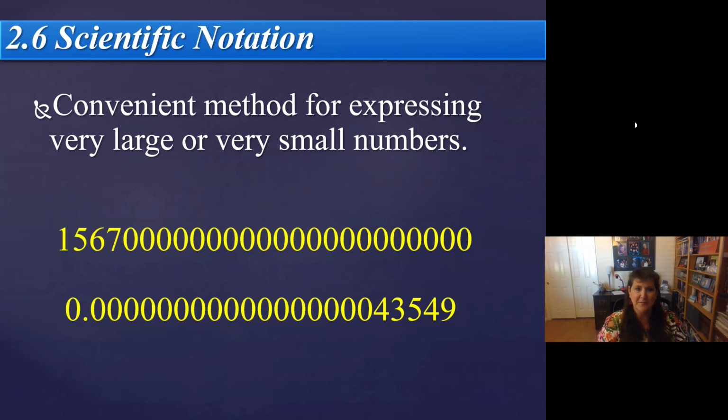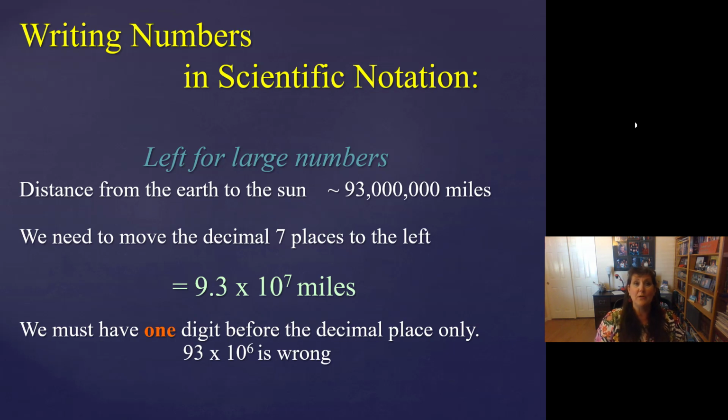Scientific notation. Let's start with large numbers. Move left for large numbers. The distance from the Earth to the Sun is about 93 million miles. Now that has a lot of zeros. It's a big number. So we're going to take the decimal point, which is at the end of the last zero, and we're going to move it to the left. It's a large number. We move to the left for large numbers. We're going to move it 1, 2, 3, 4, 5, 6, 7 times to where it's after the 9.